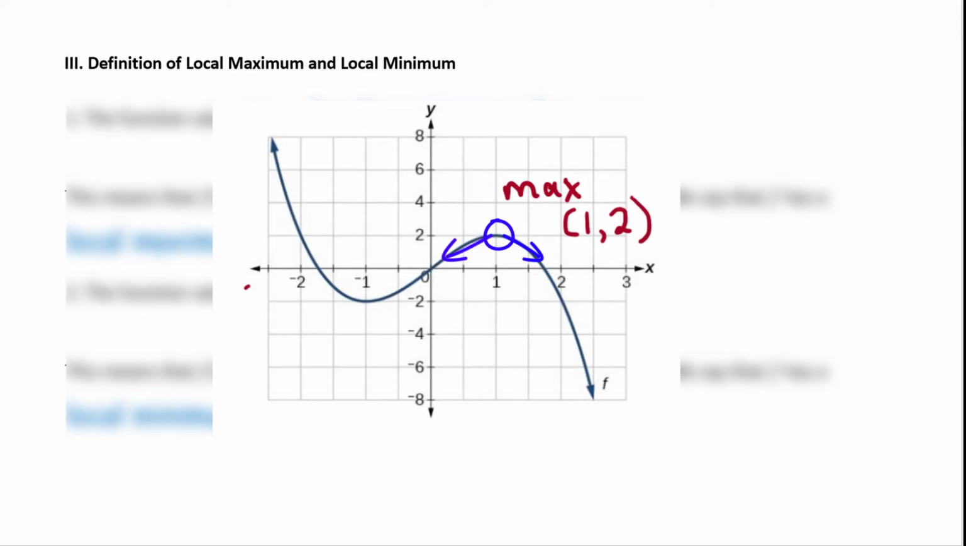2. A local min is the lowest point on a small interval. Back to the roller coaster analogy, you are at a local min if the only direction possible from that point is up in either direction. We say the min occurs at x equals -1 and has the value of -2.